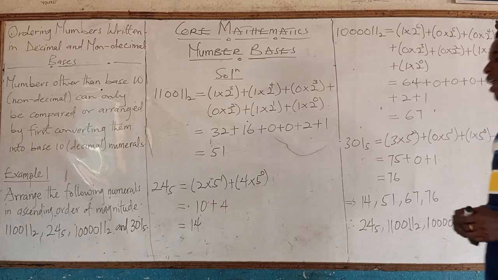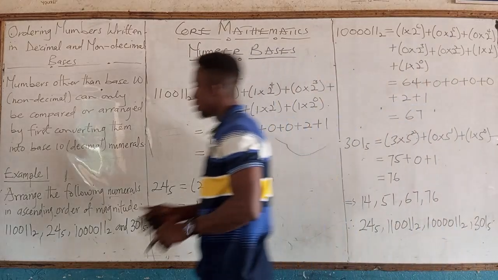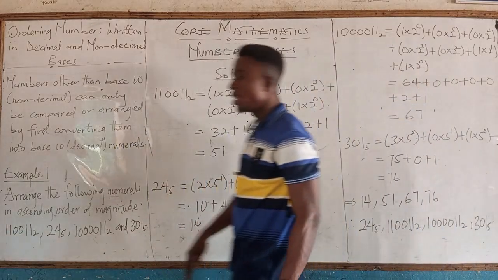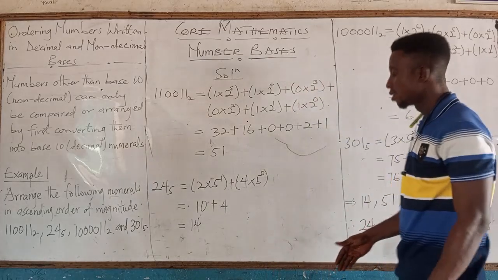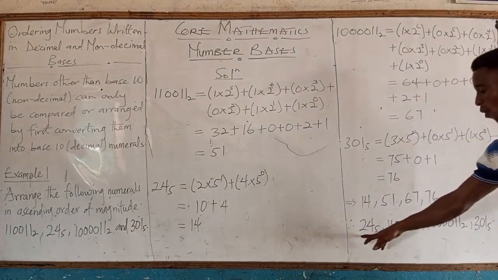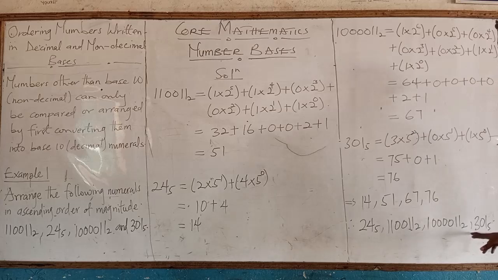So to arrange this in ascending order, meaning from the smallest to the biggest, we get what? The 2, 4 being the smallest, then the 301 being the biggest. Please, are we getting that? So that is how to arrange or how to order. So the first thing we do is to convert all into what? Base 10. Then we use the base 10 in doing the comparison. Please, are we getting that?